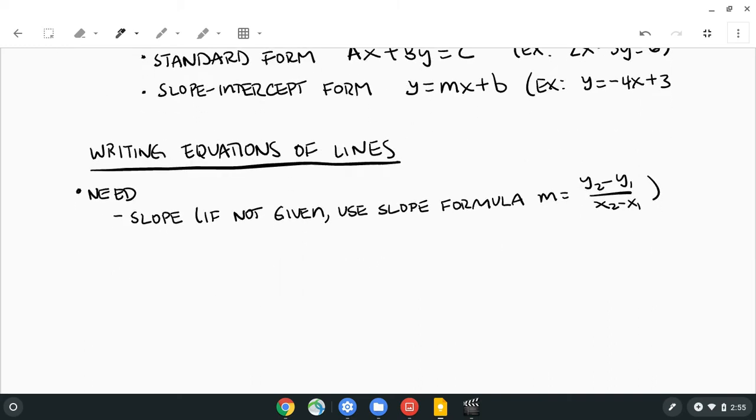So we need the slope to write the equation of a line, and we need 1 point. We just need one random point on the line. If they give you 2 points, 3 points, 4 points, 5 points, if they give you more than 1 point, then you just have to choose one. So if given several points, just choose one.